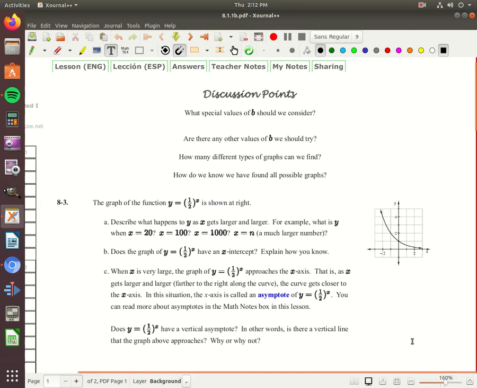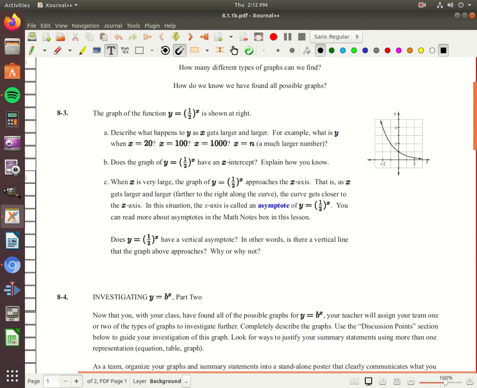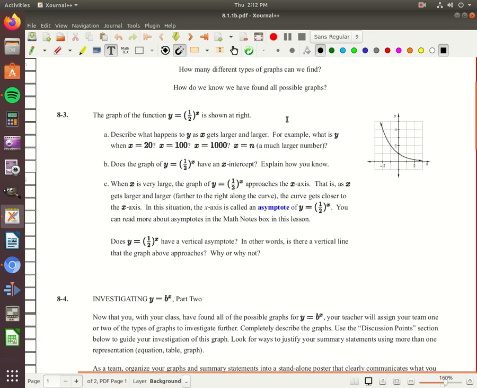So that kind of lends to problem 8.3. The graph of the function y equals 1/2 to the x is shown at right, and we already did that in Desmos. We noticed that it opened down. So describe what happens to y as x gets larger and larger. So what is y when x equals 20?